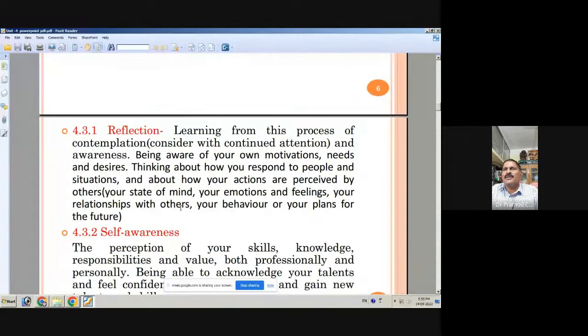We can respond to particular people, we know our actions, and we can perceive the nature of others and their state of mind. We can know our emotions and feelings. And when we are keeping a relationship with others, then definitely we have to consider our own behavior. So it is nothing but reflection. Reflections are on our needs, motivations, desires, responses to people and situations, our actions, state of mind, emotions, feelings, and everything, in different fields.